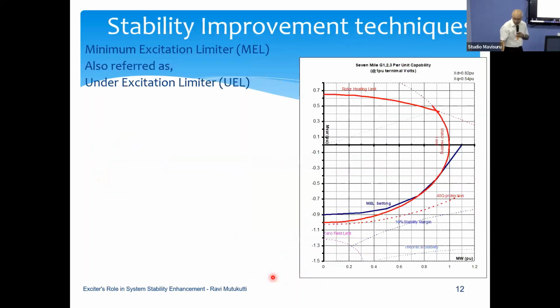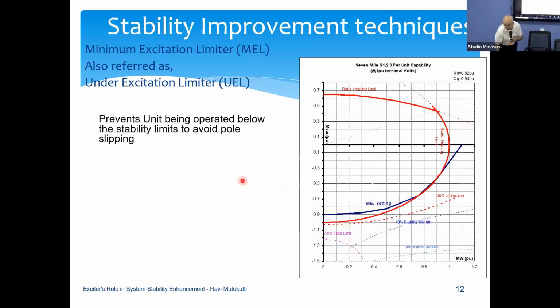So this is one of our generators over there. It's called 7 Mile. 7 Mile means it's 7 miles to the US border. It is one of our generating stations, which has an Xd of 0.82, which is less than 1. So you will see that your zero field current limit is outside its capability limit, so this generator can operate within the red line, the full operation range. So the generators with smaller Xd values will have a better operation range.